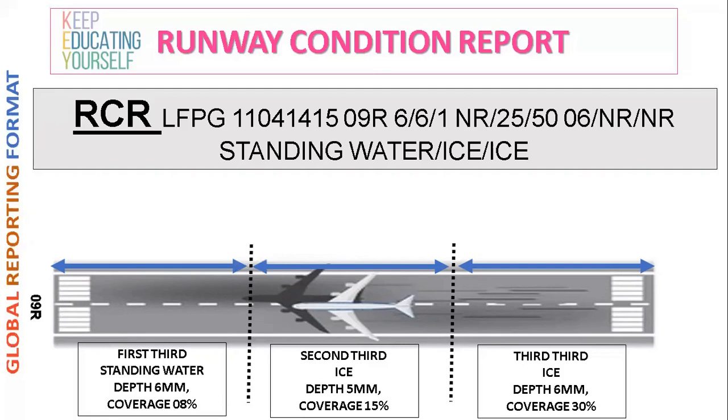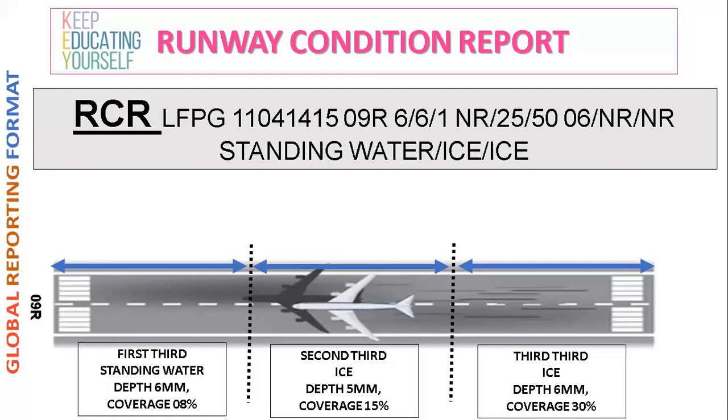So first third and second third coverage is 08% and 15%. Even if it is 25%, including 25%, the runway condition code will become 6. So for the first third and second third, runway condition code will come 6/6/. Now we'll go to the third one. Third is ice. So if you see from the table, ice belongs to runway condition code 1. So the runway condition code for this will become 6/6/1.